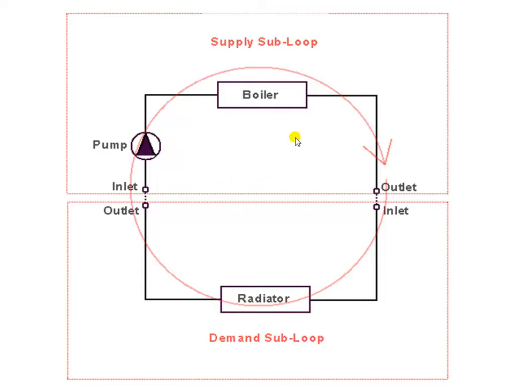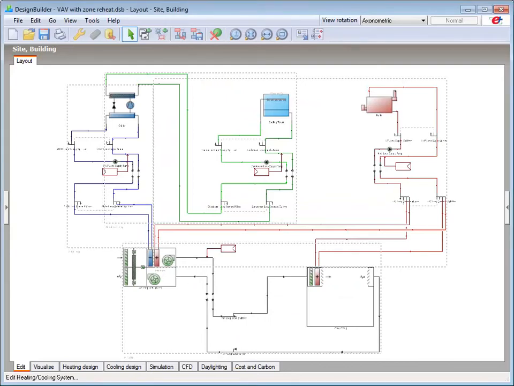The demand subloop contains the zones and their HVAC components where energy is consumed. This creates a load on the system, which is met by the HVAC plant and controls here in the supply subloop. The schematic diagram created in DesignBuilder represents HVAC components connected together by pipes or ducts to form distribution systems.